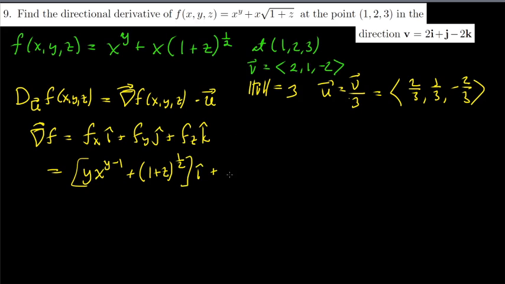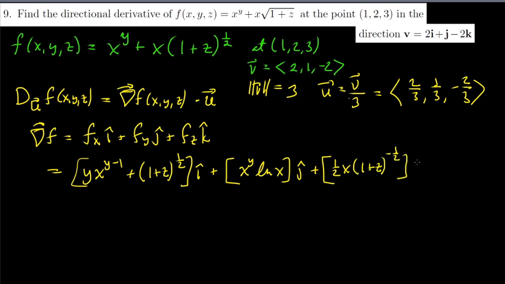i. Now with respect to y, x is a constant. So the derivative of x to the y is x to the y times the log of x. And the second term doesn't depend on y, so its derivative is 0, so this is times j. And finally the z component, the partial with respect to z, is 1/2 x times 1 plus z to the negative 1/2. I don't think I'm forgetting anything there. Yep, so that's the gradient of f.